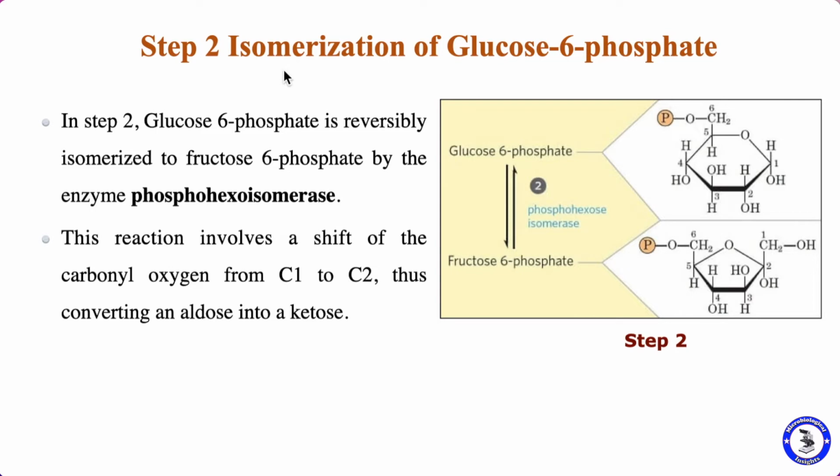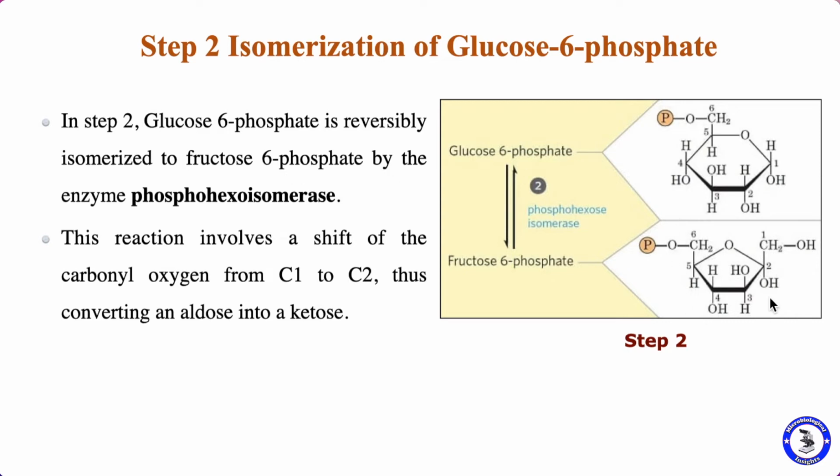Step 2 is the isomerization of glucose-6-phosphate. The glucose isomer is converted into a fructose isomer here. Glucose-6-phosphate is reversibly isomerized to fructose-6-phosphate by the enzyme phosphohexose isomerase.